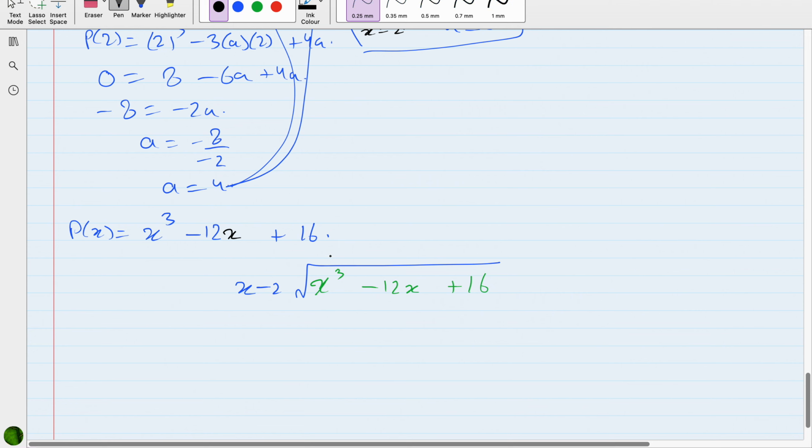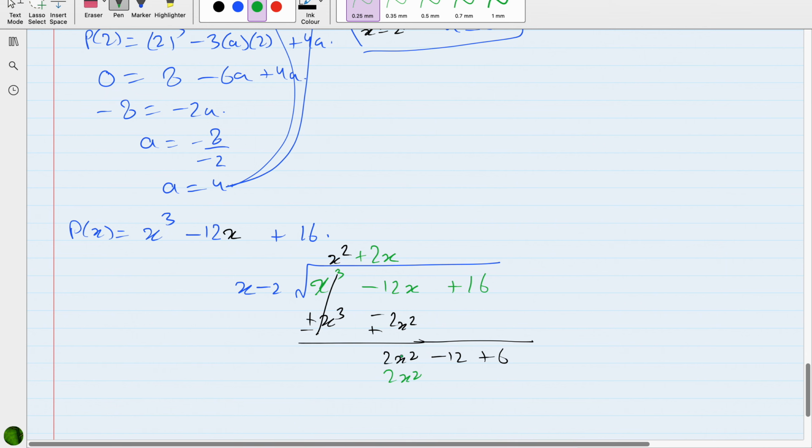To get x cube, we multiply it with x square. X into x square is x cube, minus 2, so this is minus 2x square. We change the signs and we add them. So we get 2x square minus 12x plus 16. Second, to get 2x square, I multiply it with 2x. So x into 2x is 2x square, minus 2 into 2x is minus 4x.